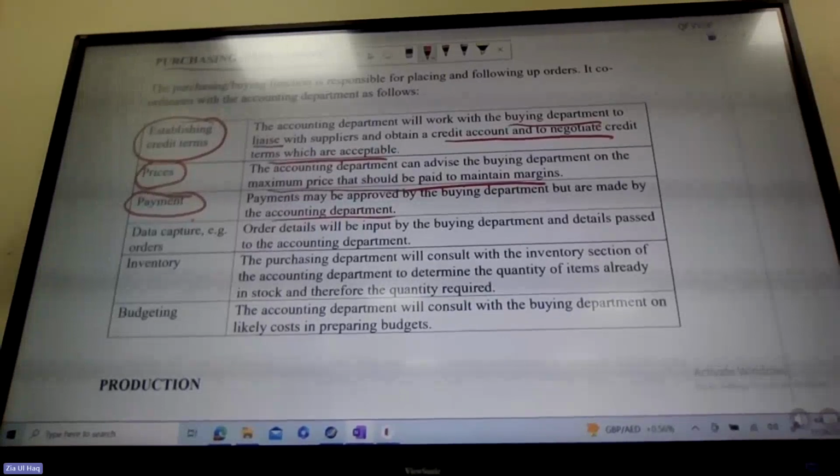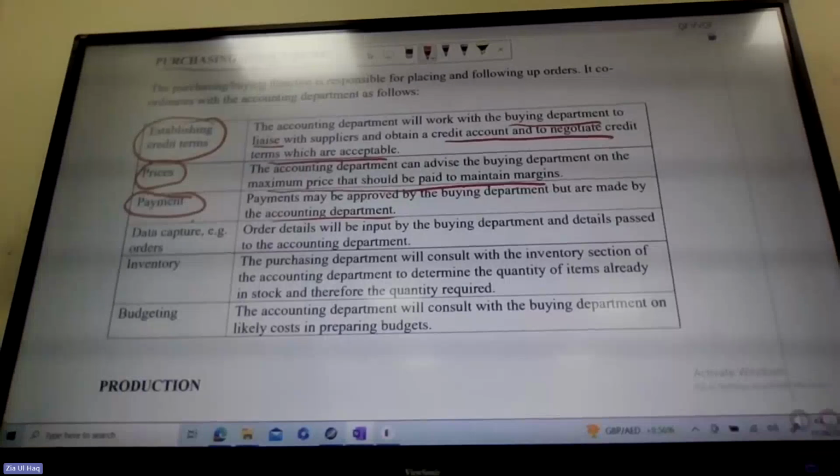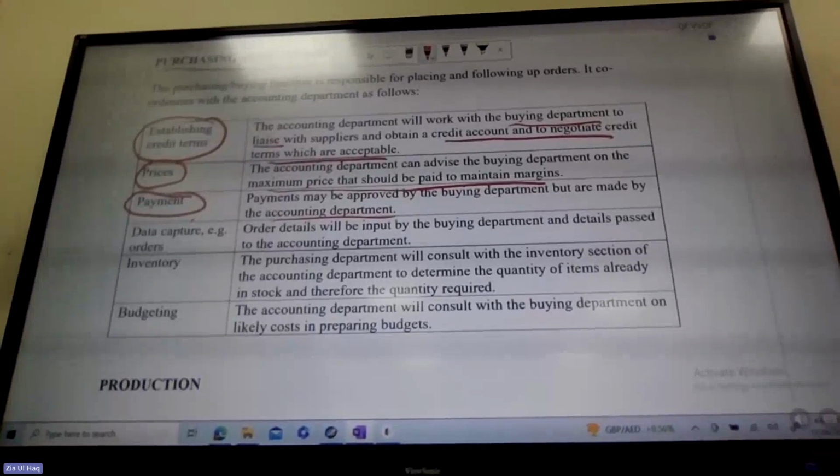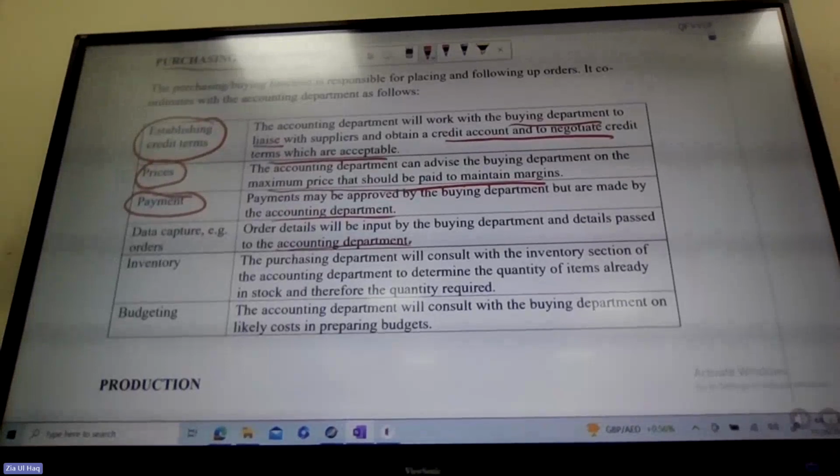Data capture, for example, orders. This means how much is the order we have placed with the suppliers. This data should be transferred to the accounting department so that while receiving an invoice, they can make sure this invoice is for that order. Order details will be input by the buying department and passed to the accounts department so that while receiving a bill, they can compare data with each other.